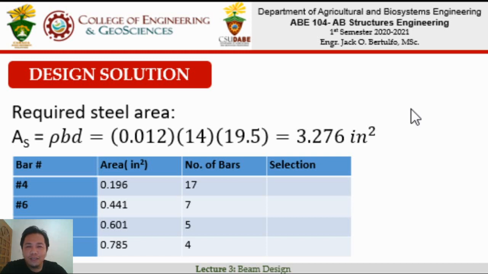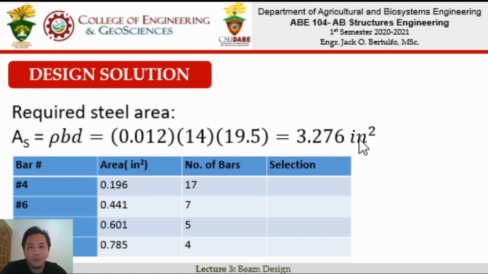Okay, so the next thing to do is to calculate the steel area. We have the formula of rho b d. Remember, rho is just the reinforcement ratio. Then just substitute, and you can calculate that the total steel bar area is 3.276 inch squared.